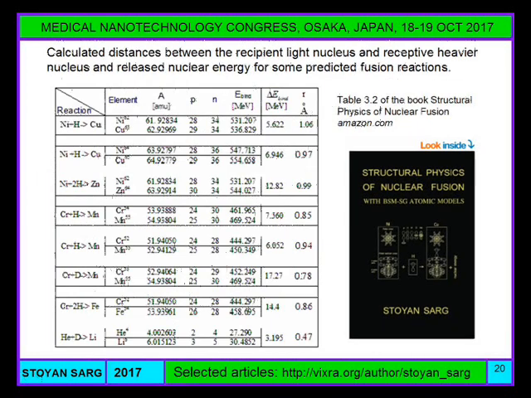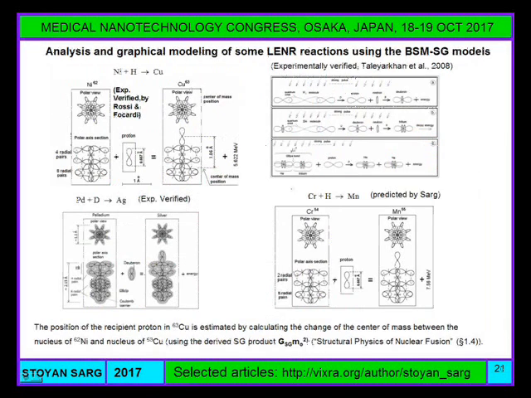This table illustrates the application of the derived method. It helps to predict some cold fusion reactions with a lack or minimal radioactive waste. The selection of the isotope number of the heavier isotope in this case is important. The method is described in this book. This slide illustrates a graphical modeling for analysis of some experimentally obtained nuclear reactions.